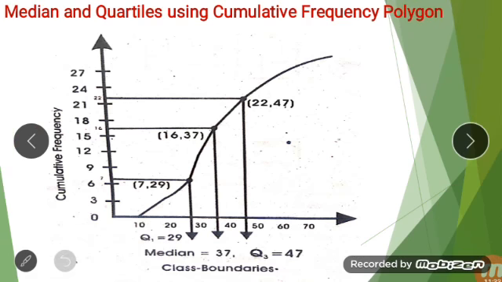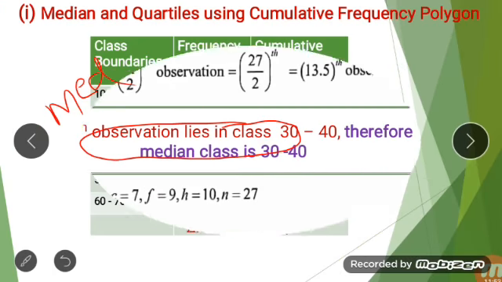Here, before determining it, we have to make the cumulative frequency polygon first. The class boundaries means upper class boundaries. I'm talking about the upper class boundaries. We have to take the upper class boundaries on the x-axis and the cumulative frequency on the y-axis. So let's see what the upper class boundaries are.